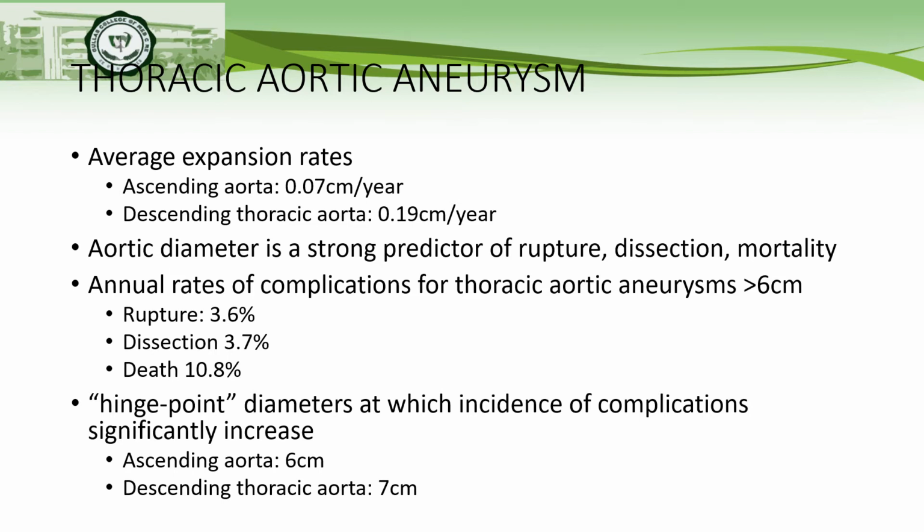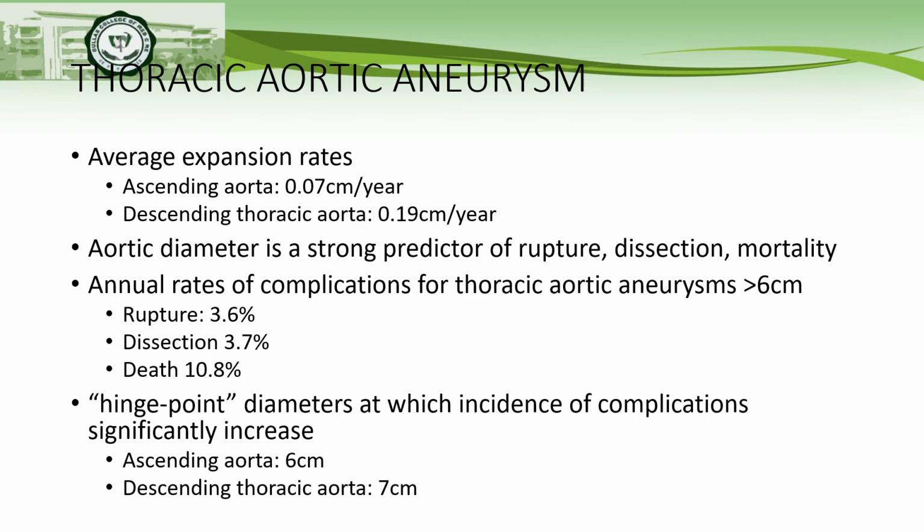So for thoracic aortic aneurysms, they have average expansion rates. For the ascending aorta, it is estimated at 0.07 centimeters per year, while the descending thoracic aorta is around 0.19 centimeters per year. The aortic diameter is a strong predictor of rupture, dissection, and mortality. Annual rates of complications for thoracic aortic aneurysms more than 6 centimeters is around 3.6% for rupture, 3.7% for aortic dissection, and death in as high as 10.8% of patients.